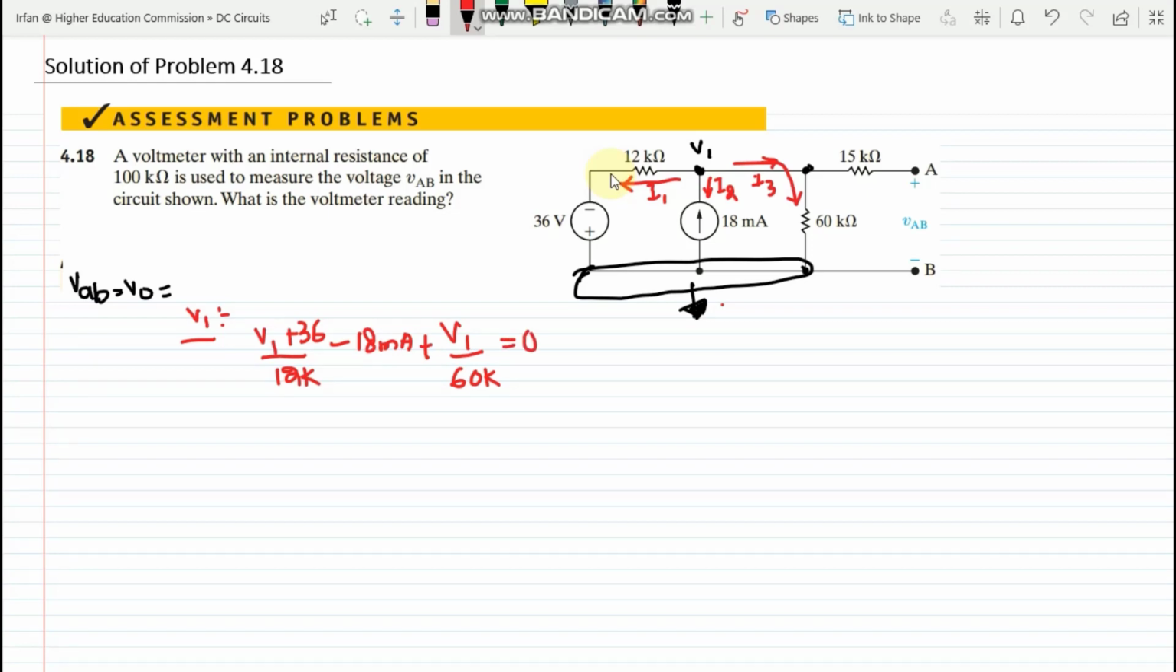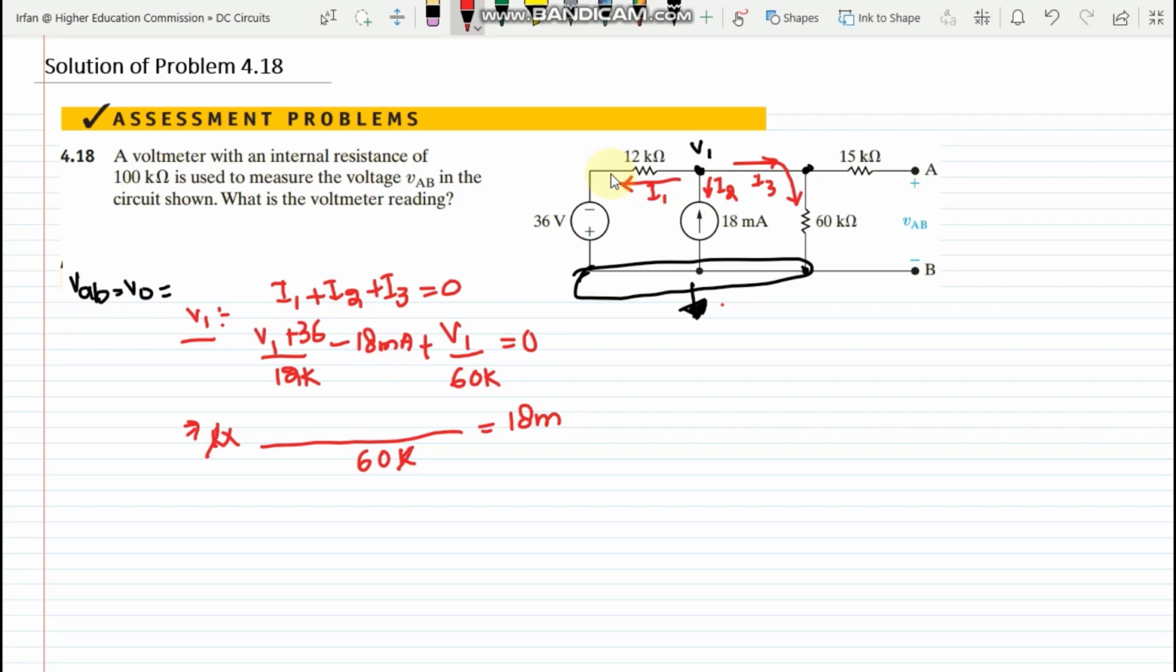How did I get this equation? This is due to the same process I used earlier, by using KCL at node 1. So after finding the values here, I get this equation. Now, moving the 18 milliamps to the other side and finding the LCM, I will get 60k as the LCM, and then multiply both sides by this k.